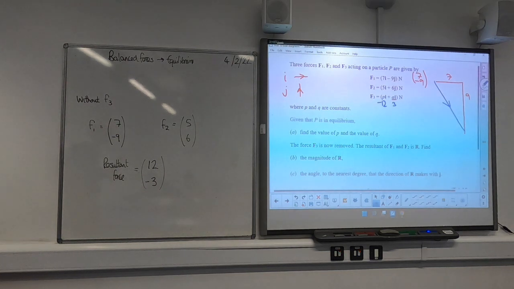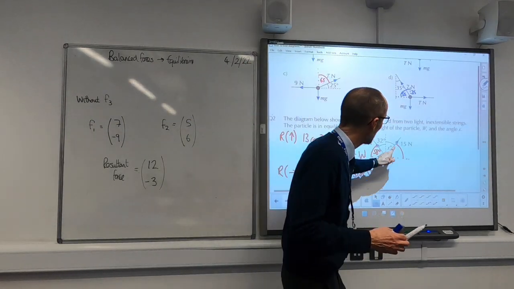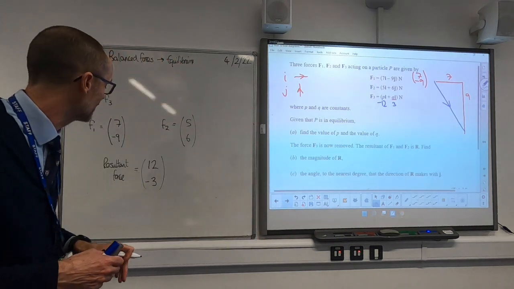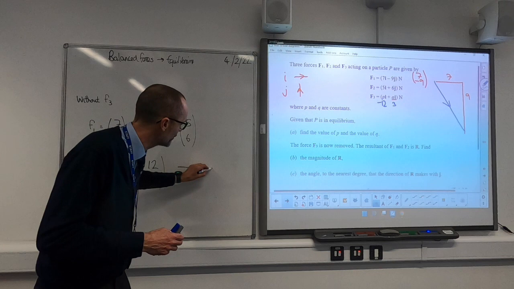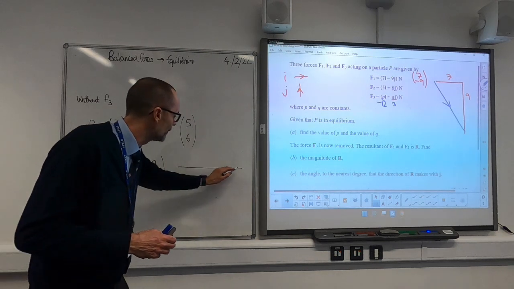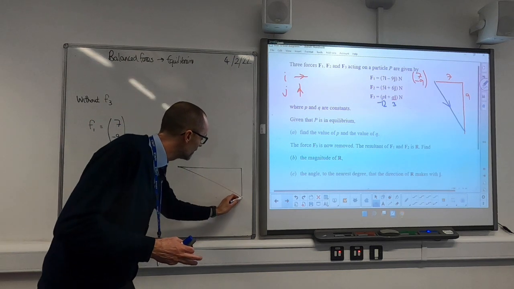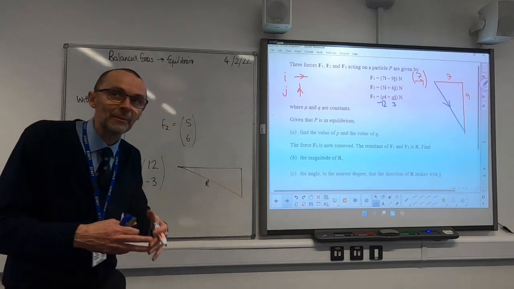So we're then asked, basically, what does that force actually look like? In all the other questions, we've been given the magnitude and the angle of the force. They're asking us to work out that in this case. Well, we need to remember what that looks like. It looks like a force with a horizontal component of 12 and a vertical component of minus 3. That means it's going down. So that's the force. The length of that is the magnitude.